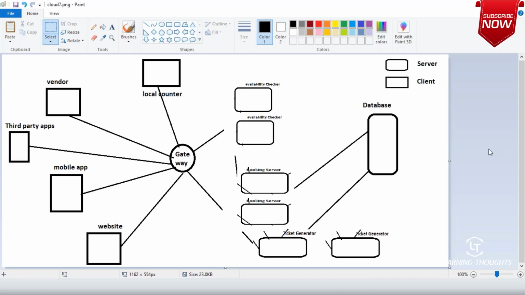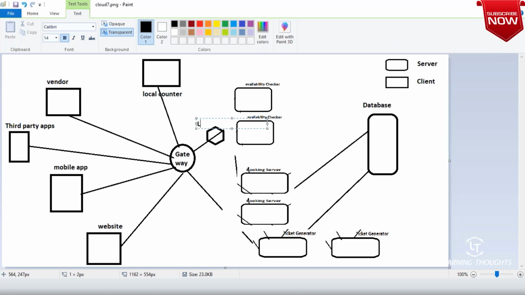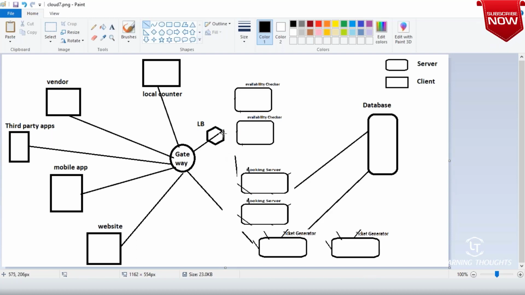So we need someone who redirects the traffic to multiple servers. That is where we will add something called load balancers. I'm writing it as LB, load balancers. What is the responsibility of a load balancer? To redirect the traffic. I'm just drawing one load balancer because it is absolutely possible to use one load balancer for many different services.